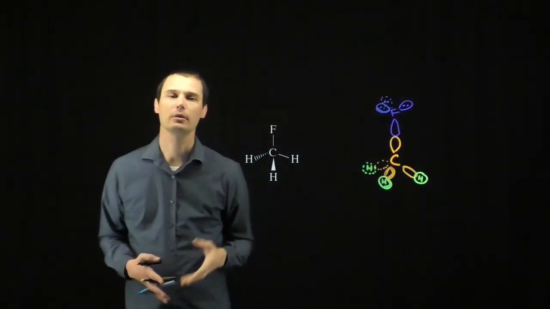1 of them will be in the plane. 1 of them will be coming towards you as the viewer, and the other one will be going away from you as the viewer. This would be the hybrid orbital picture for fluoromethane.